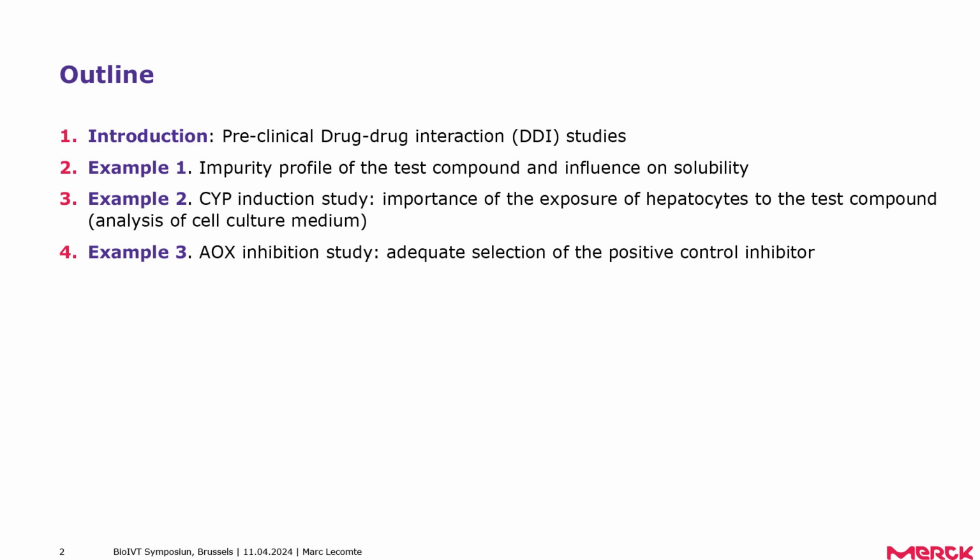The second example will relate to a CYP induction study showing the importance of measuring and determining the exposure of a hepatocyte to the test compound by analysis of the cell culture medium during the induction experiment. The third example will relate to an aldehyde oxidase inhibition study and the adequate selection of positive control inhibitors.